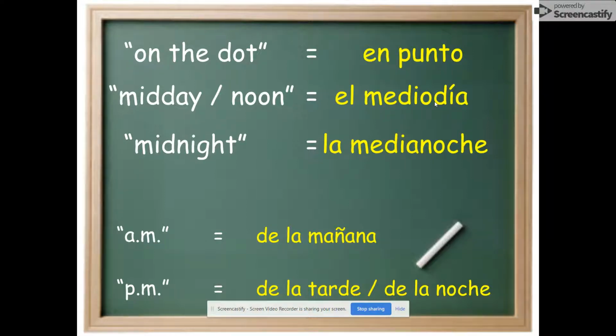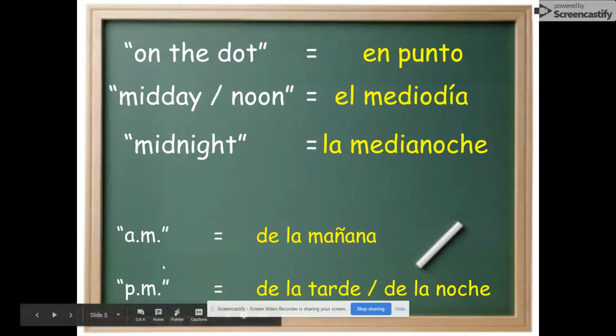This is the vocabulary you're going to have to remember. So on the dot is en punto, el mediodía, and notice here that mediodía ends with a, but it's not going to be feminine, it's going to be masculine. Also, medianoche will be backwards, it's not going to be masculine, it's going to be feminine.